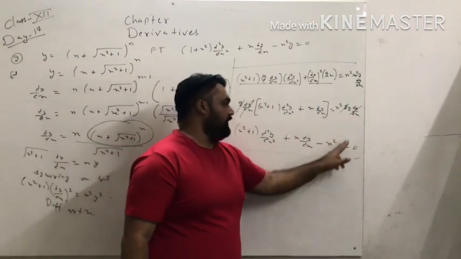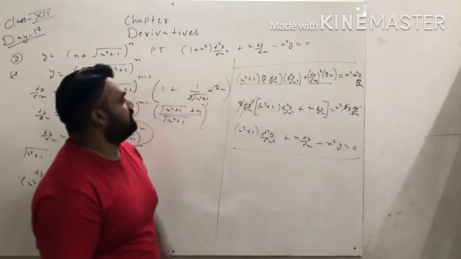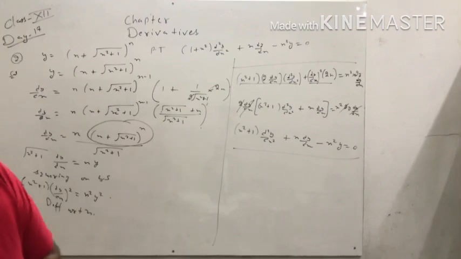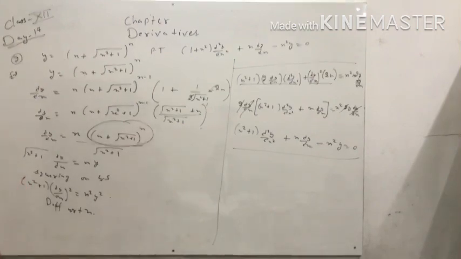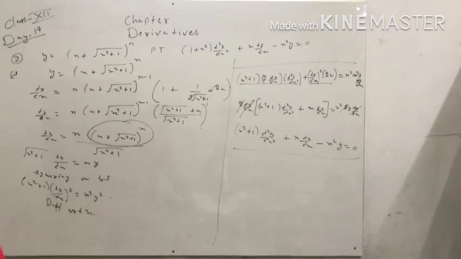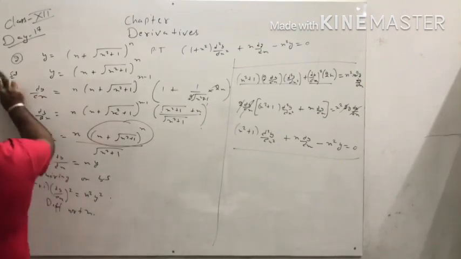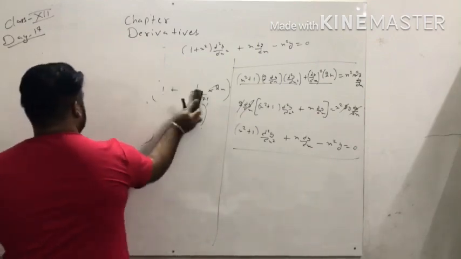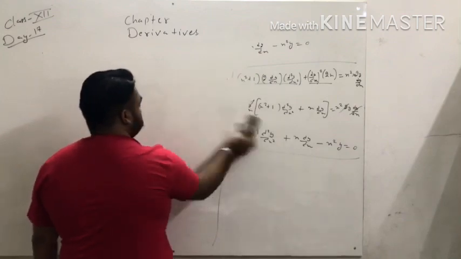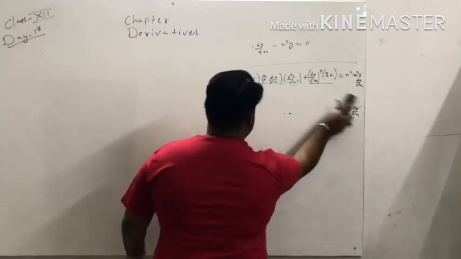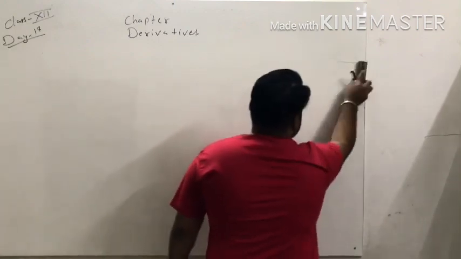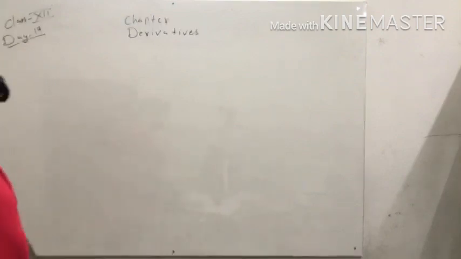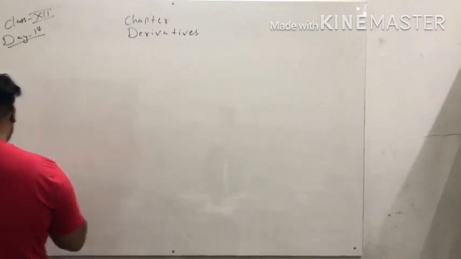Shift this n square y to left side. So this is the solution of this equation. Now we shift to the next question. Question number 3rd. So the question number 3rd, very important question.